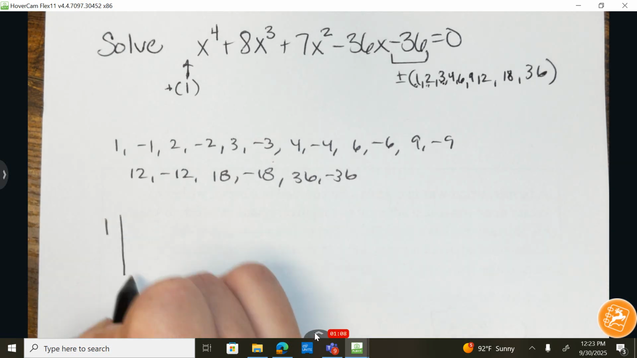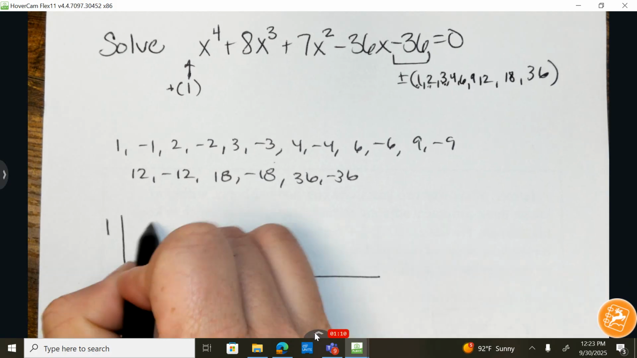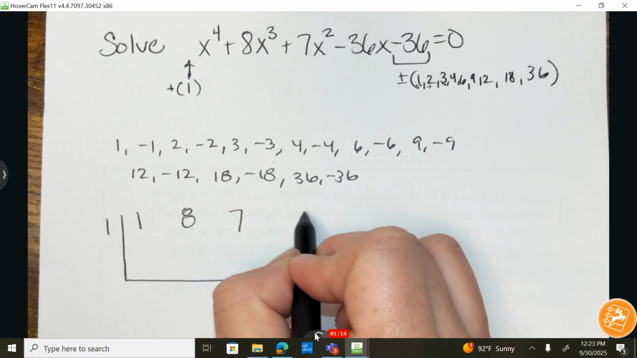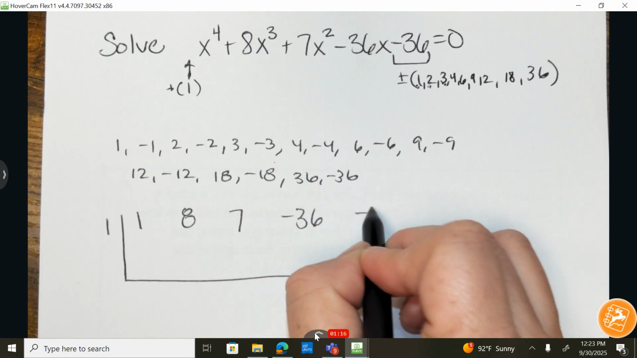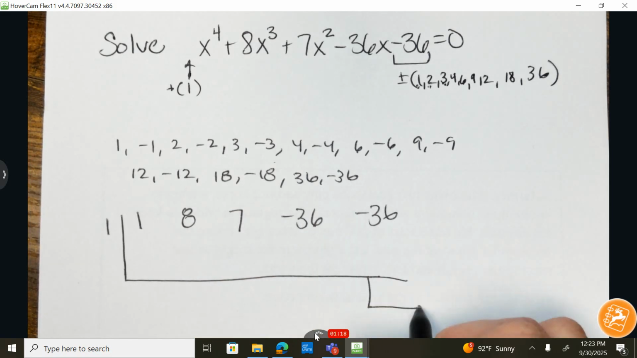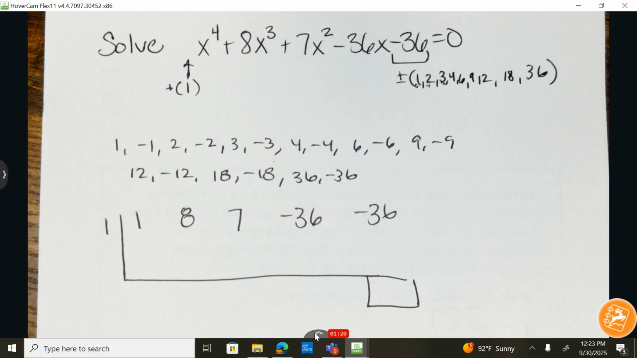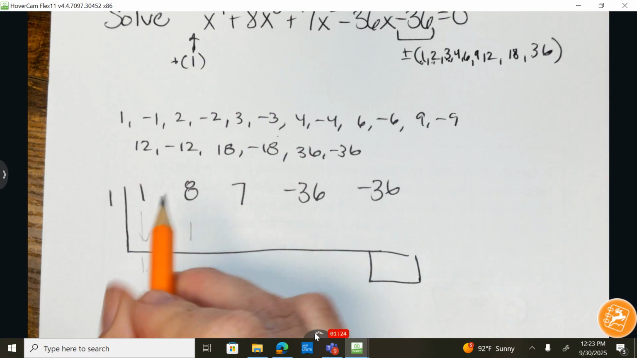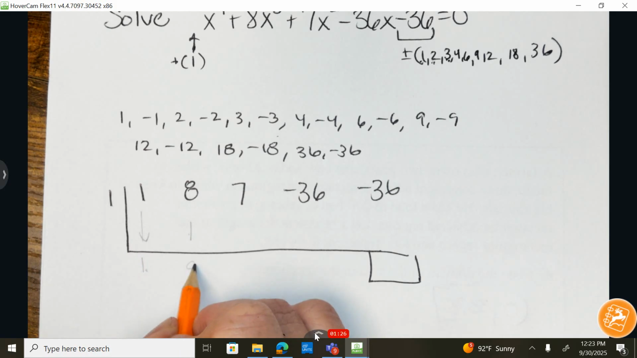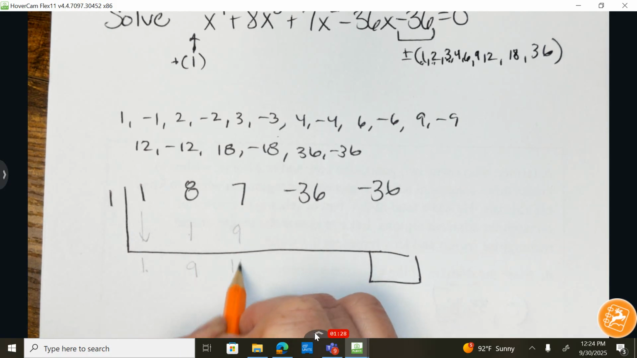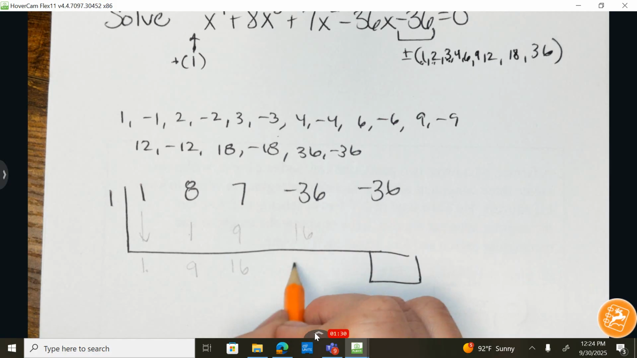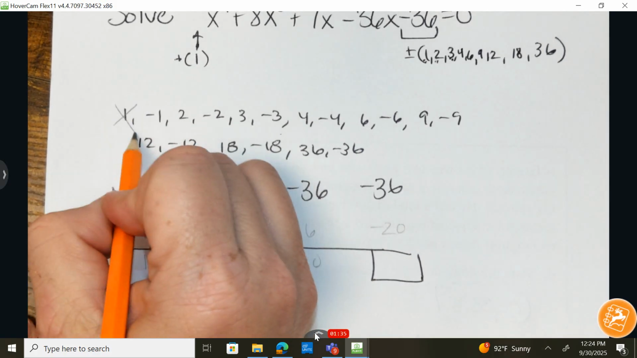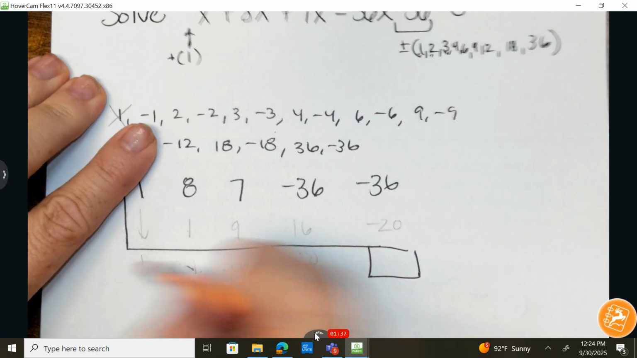Let's start by testing 1. So 1x to the 4th, 8x to the 3rd, 7x squared, -36x, and -36. I'm looking for a remainder of 0. Let's try 1. 1 times 1 is 1. So I drop down and then it's multiply and add, multiply and add, multiply and add, multiply. That's not giving me 0. I know 1 will never be a solution.